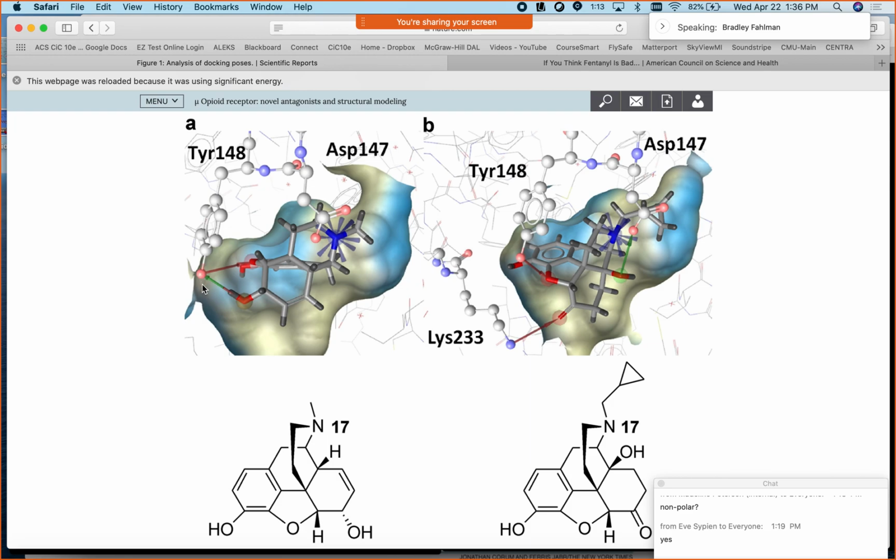The hydrogen isn't shown here, it's just the oxygen. And then this is the drug, this is heroin, and you've got a hydrogen bond here and a hydrogen bond here. And so really strong binding to that protein, or that part of the protein.